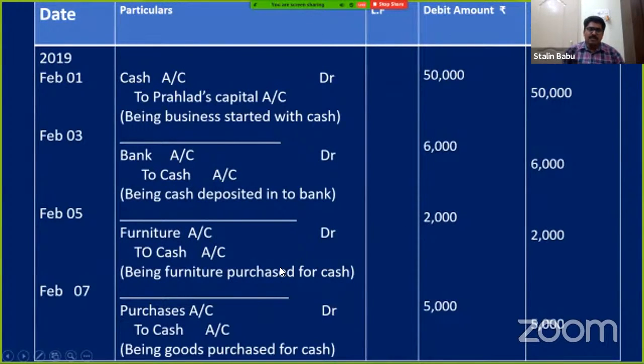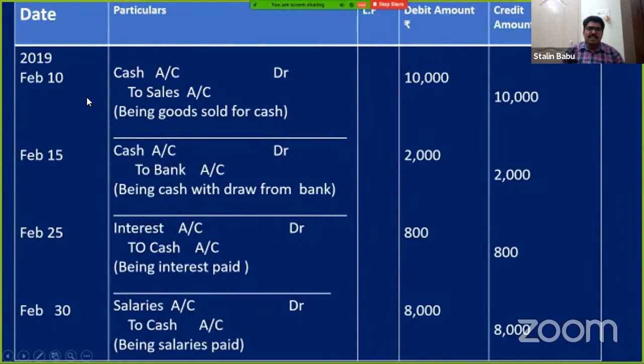On 7th, purchase account debit to cash account. On 10th, cash account debit to sales account. On 15th, cash account debit to bank account. On 25th, interest account debit to cash account. On 30th, salaries account debit to cash account.